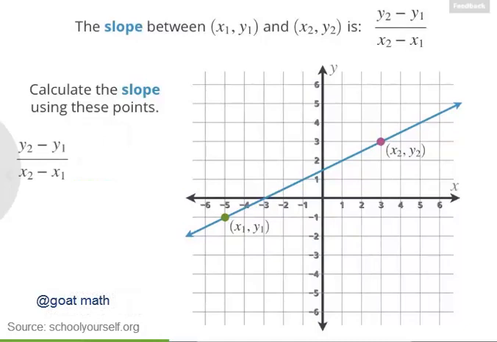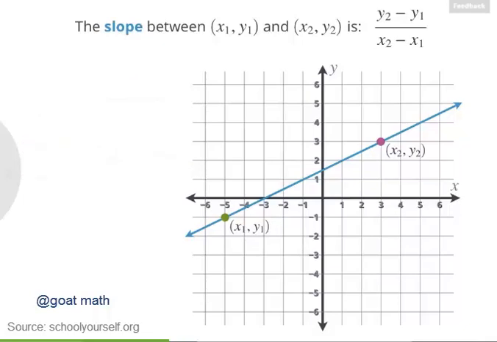Nicely done. So again, the slope is y2 minus y1 over x2 minus x1. Plugging in the y coordinates for these points, y2 is 3 and y1 is negative 1. And plugging in the x coordinates, x2 is 3 and x1 is negative 5. So the slope is 3 minus negative 1 over 3 minus negative 5. 3 minus negative 1 is 4, and 3 minus negative 5 is 8. So the slope is 4/8, which equals 1/2 or 0.5.